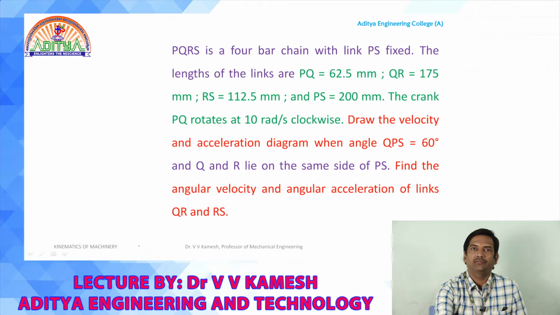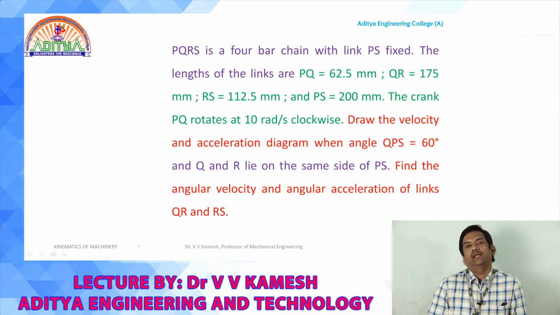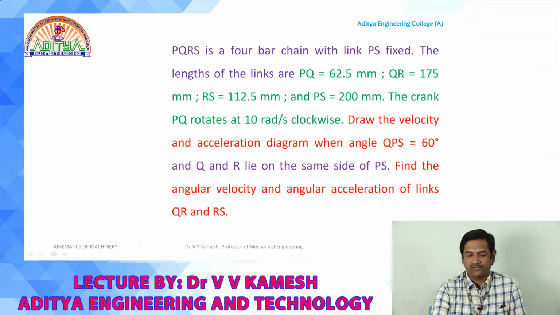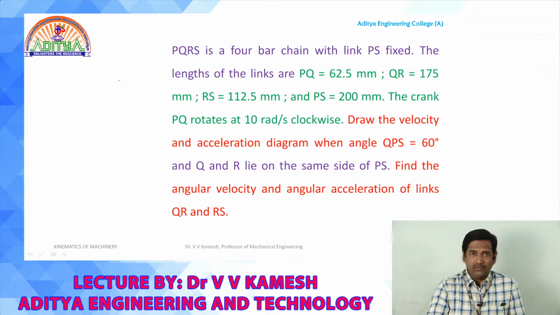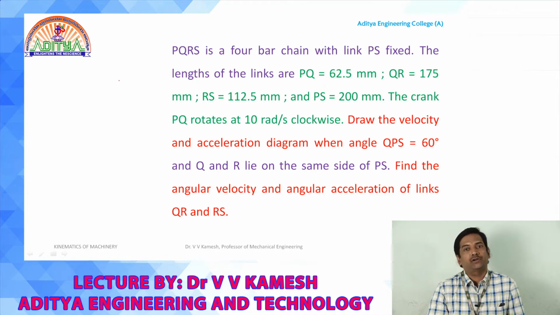Now, we will take up another problem for a 4 bar chain. The problem description is like this. PQRS is a 4 bar chain with PS fixed. That means link number 1 in the 4 bar chain, PS at the bottom, is fixed. The lengths of the different links are PQ 62.5 mm, QR 175 mm, RS 112.5 mm and PS 200 mm. The crank PQ rotates at 10 radians per second clockwise. So, compulsorily the crank parameters need to be given: the crank length and the crank rotation.